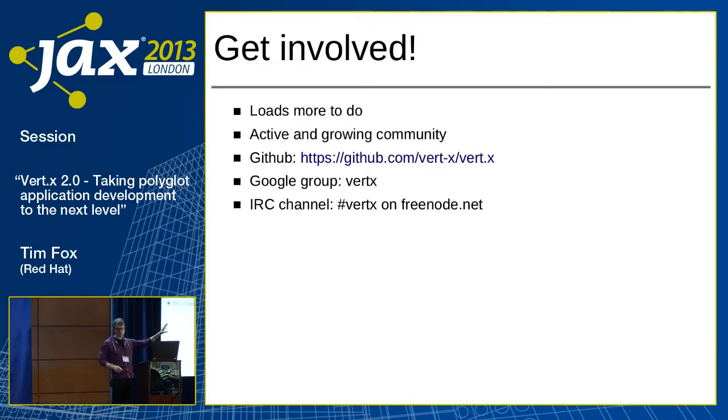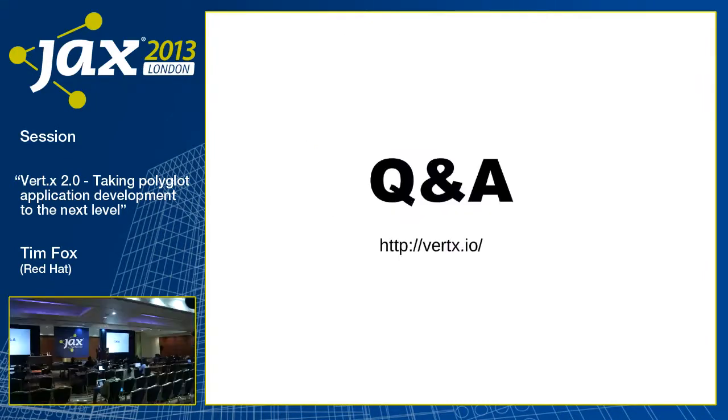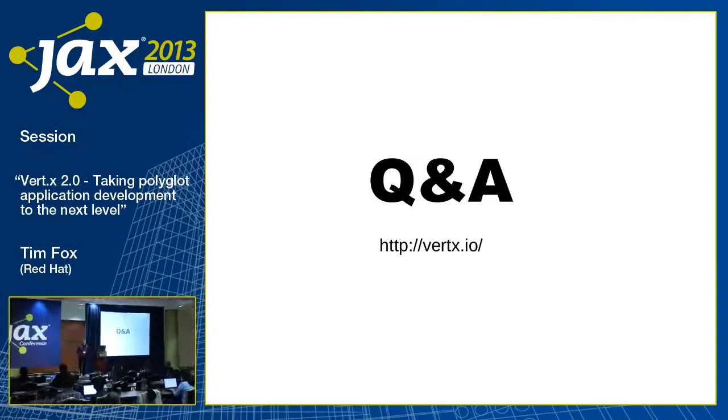where you can say, I'm writing a REST application, how do I do that? And it might say, oh, you can use this module and this module to do that. Or, I'm writing a real-time web application, you can use this module. So a set of recipes of how to piece things together to write your different types of application using Vert.x. If you want to get involved, clone us on GitHub. The Google group is where all the discussion occurs, and we have an IRC channel as well, where most of us hang out most of the time.